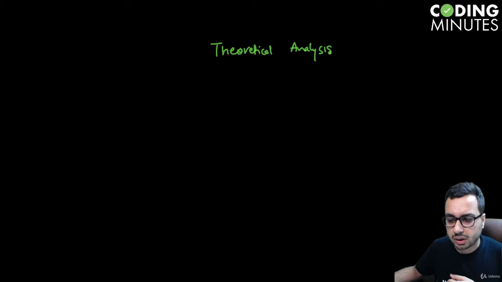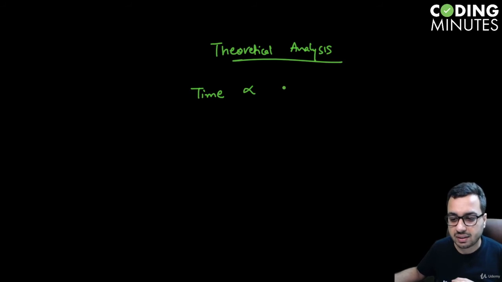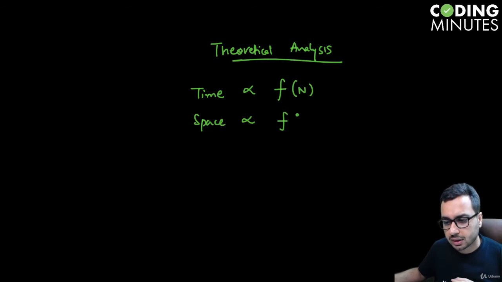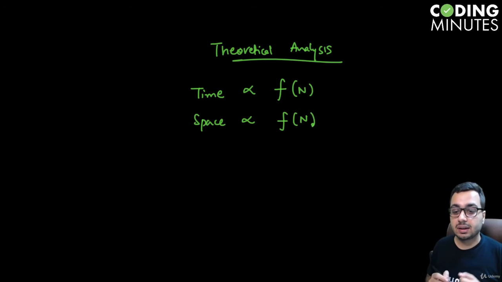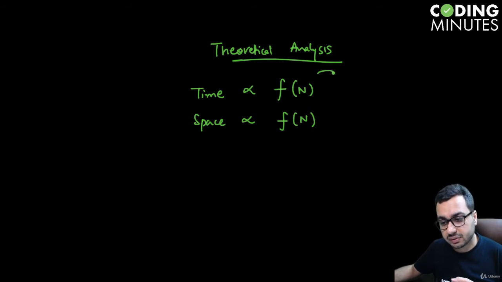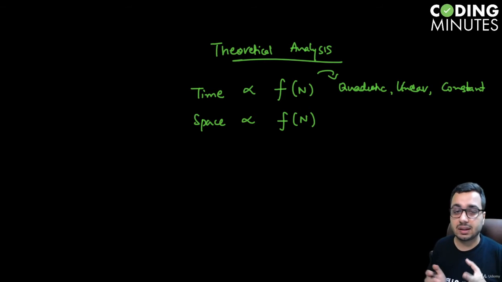Okay, so in theory what we are going to say is that both time and space are going to be some function of input. Okay, and space is also going to be a function of input. So it may happen that your time may grow linearly. It may happen that this function could be a quadratic function. It could be a quadratic function, it could be a linear function, it could be a constant function. So you can have so many different types of functions that can fit here.